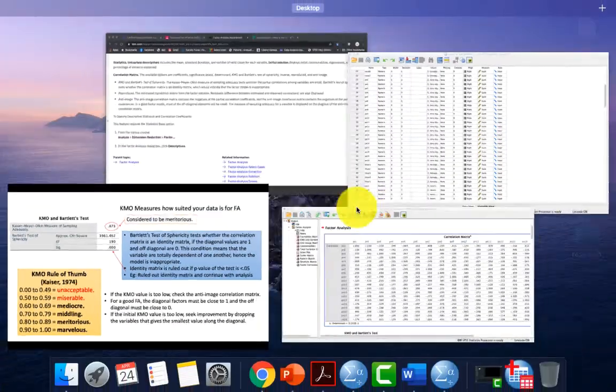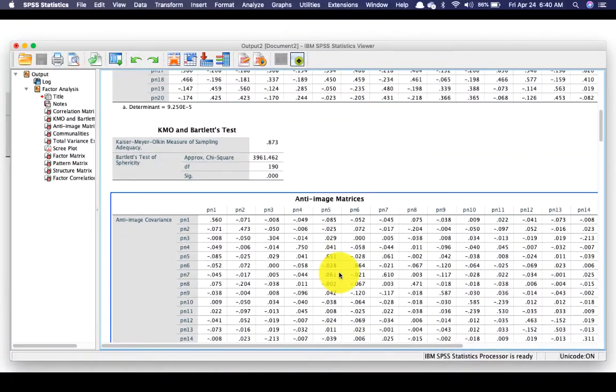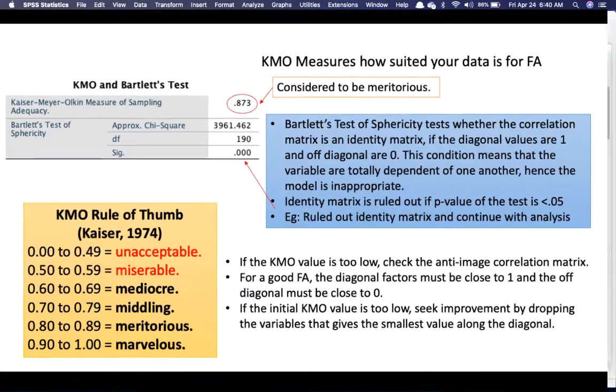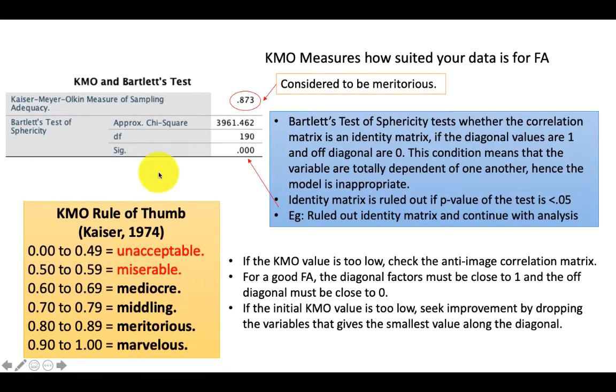And then we take a look at the KMO. After the correlation matrix, there goes your KMO. Your KMO should be more than 0.6, right? And then your Bartlett's test should be significant. So we have no problems moving forward with our factor analysis. Okay, these are the KMO thresholds by Kaiser. As for Bartlett's, if your Bartlett's test is significant, it rules out that you have an identity matrix. So you do not have an identity matrix, and you can proceed with factor analysis.